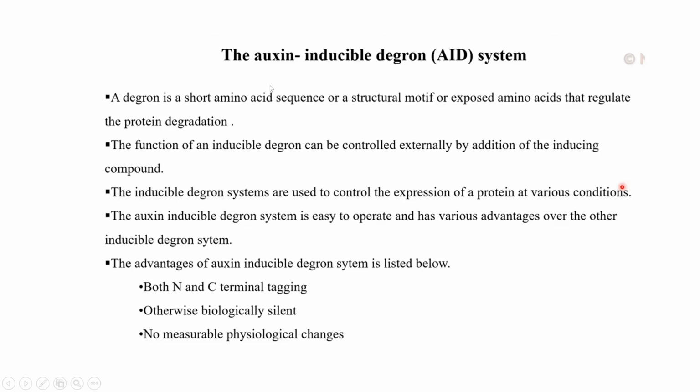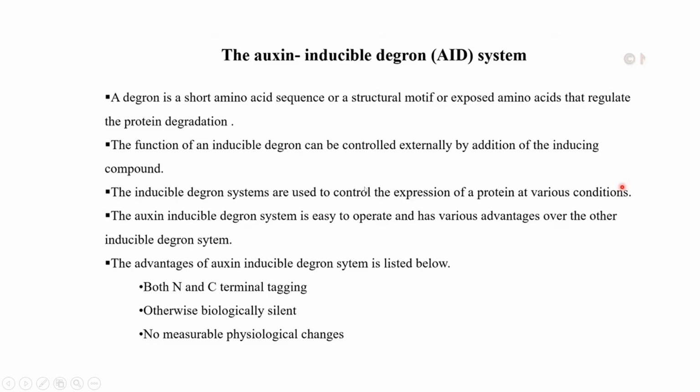So a degron is a short amino acid sequence, or a structural motif, that regulates protein degradation. Instead of ubiquitin, there is a degron, which is an amino acid sequence that binds to the protein. The protein which binds to the degron is subjected to the degradation pathway only, and the function of this degron can be controlled by addition of an inducing compound.